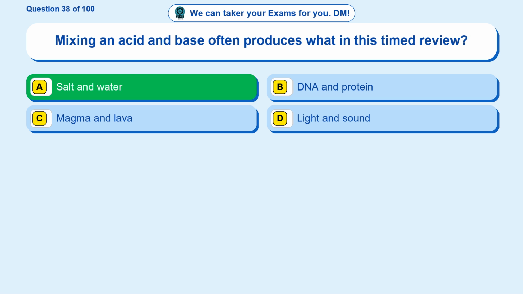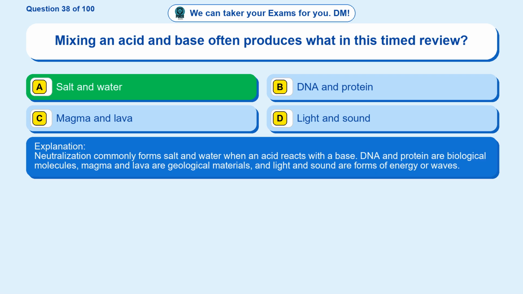The correct answer is option A. Salt and water. Neutralization commonly forms salt and water when an acid reacts with a base. DNA and protein are biological molecules, magma and lava are geological materials, and light and sound are forms of energy or waves.